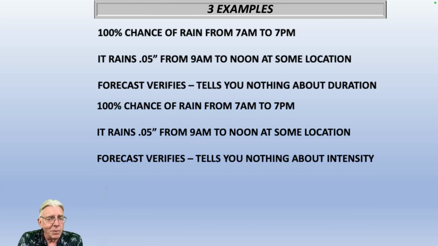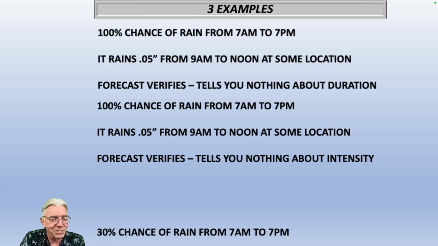So that forecast is right. Now, same example, 100% chance of rain from 7 a.m. to 7 p.m. It rains 0.05 of an inch from 9 a.m. to noon at some location. The forecast verifies, but it tells you nothing about intensity, okay? 100% again might make you think that it's going to be a heavy rainfall event, but it only rained 0.05 of an inch and only for a 3-hour period. So the 100% tells you nothing about the intensity of the precipitation or the amount of the precipitation or the duration of the precipitation.